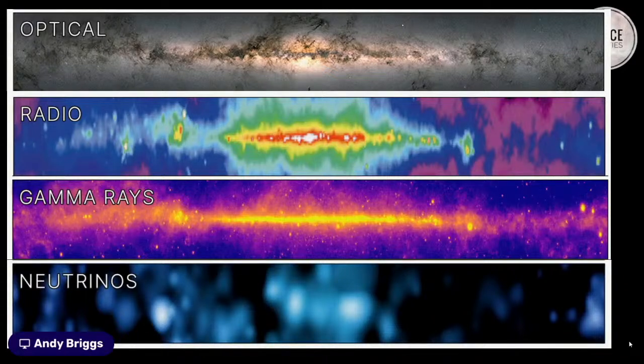So this is the first time that we've been able to map the plane of the galaxy using neutrinos. It's an immense achievement. There are lots of bright neutrino sources there. The next step will be to work out where those neutrinos are coming from.